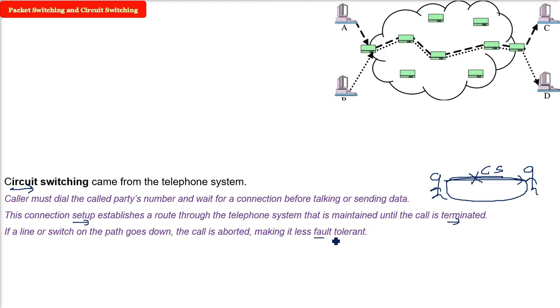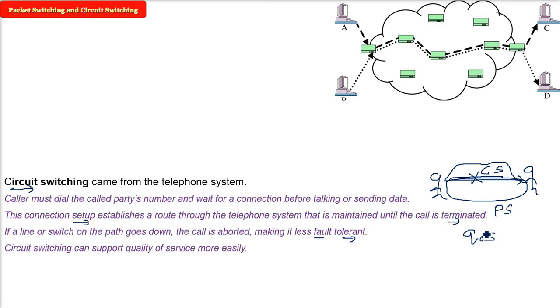Packet switching is all about taking different paths. Even if there is some fault, it can tolerate it. The packets can take another route, right? But here, there is no other path, just a single path. So with circuit switching, what is the benefit? First of all, a single path is always established, so the quality of service can be supported easily.